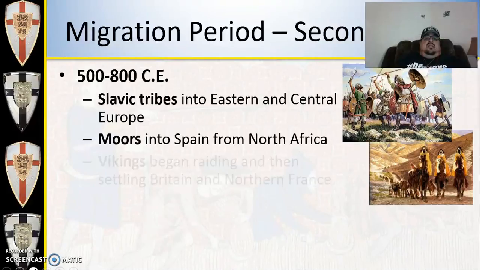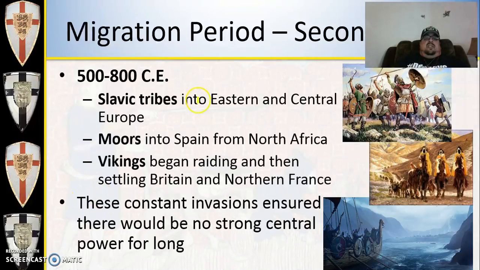Okay, second phase. Slavic tribes, Moors. Here's where the Vikings come. We've already talked about them. Yay! Not Minnesota, but the actual Vikings. These guys all started to invade, making sure there would be no strong central power. So these guys came in to disrupt, so they would have no power for long. They came in, they saw an opportunity, and they wreaked havoc.